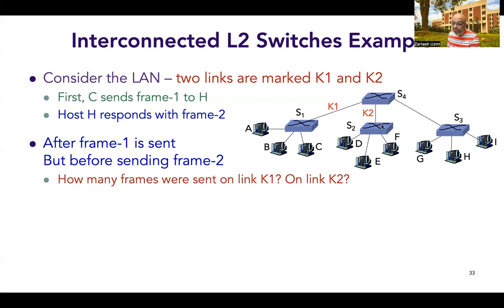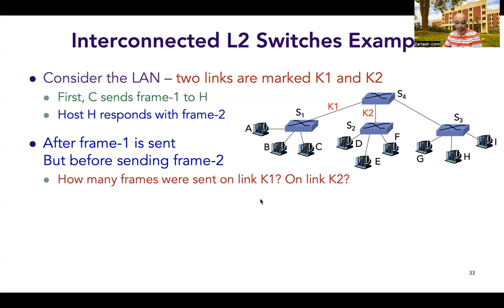Okay. Well, when the frame which was sent on link K2, obviously it got replicated by the switch S2 to be sent on this link connecting to D, link connecting to E, and link connecting to F. But on the link K2, there was only one frame sent. Okay. Now everyone knows the location of C.